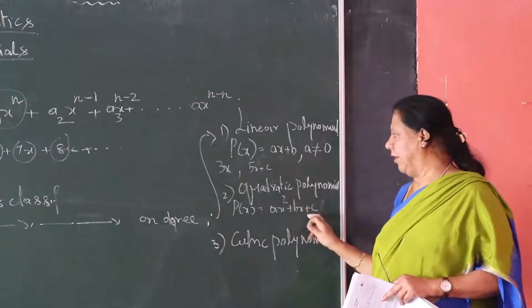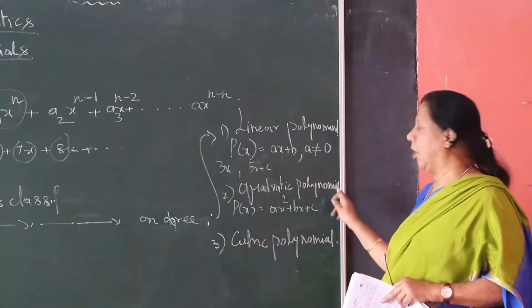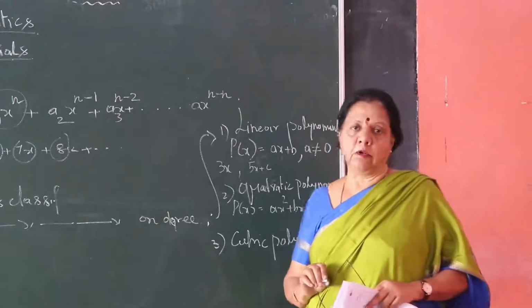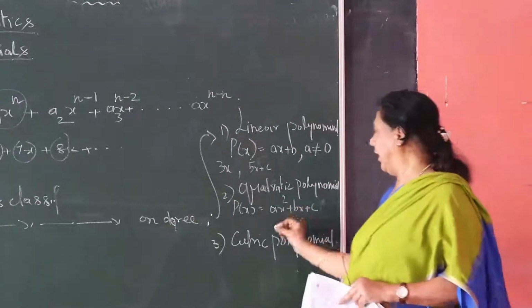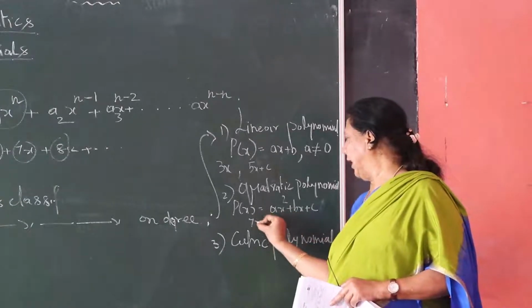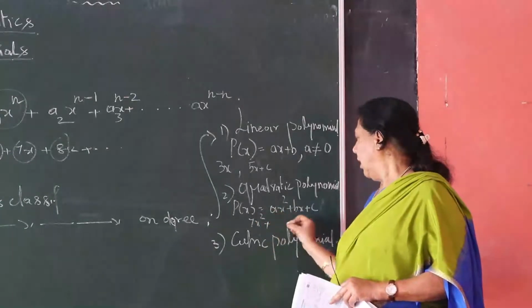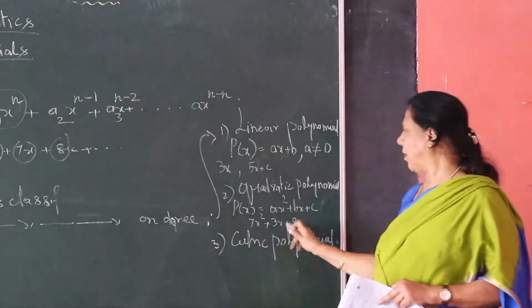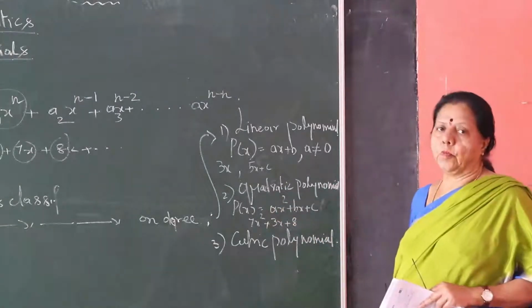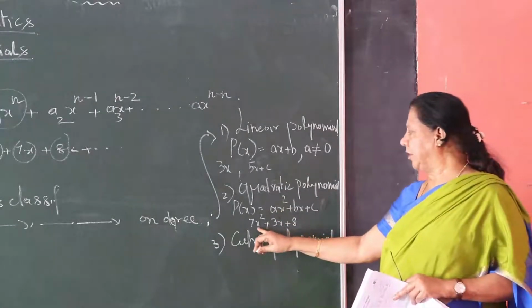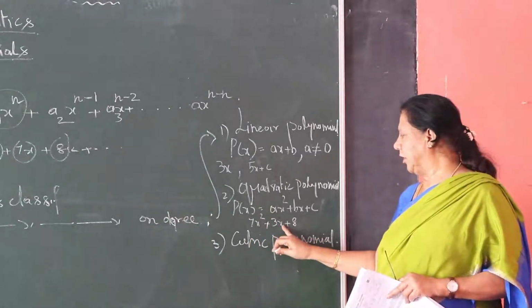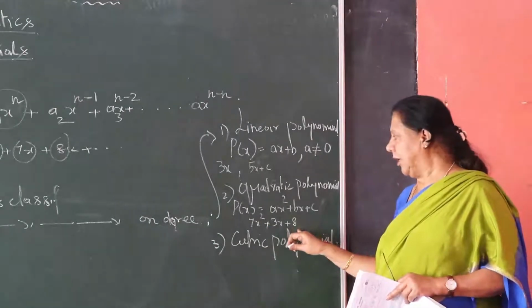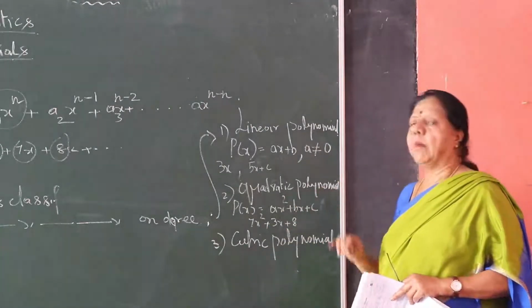This type of equation we call a quadratic polynomial. Generally we call it a quadratic equation. We can write now, for example, 7x square plus 3x plus 8. This is an example of a quadratic polynomial. What is the coefficient of x square? 7. What is the coefficient of x? 3. The constant is 8. This equation we call a quadratic polynomial.